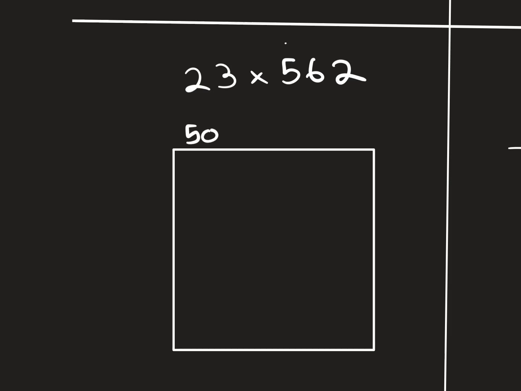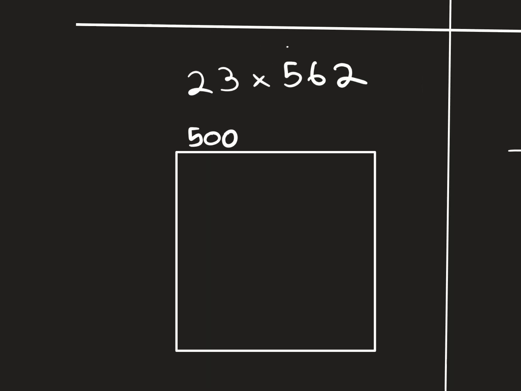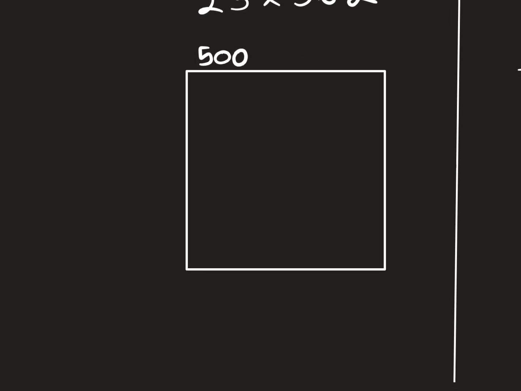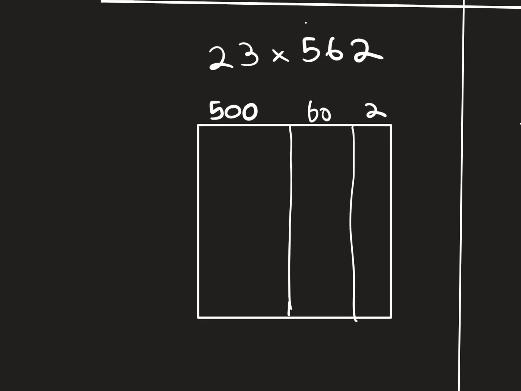So I'm going to have 500. That's going to be a really big box. And then I'm going to have a 60 and a 2. So I'm going to break that up, and then I have 23, so same thing, 20 and 3. I'm gonna make those really small. So same thing, 2 times 5, I'm just multiplying these two.